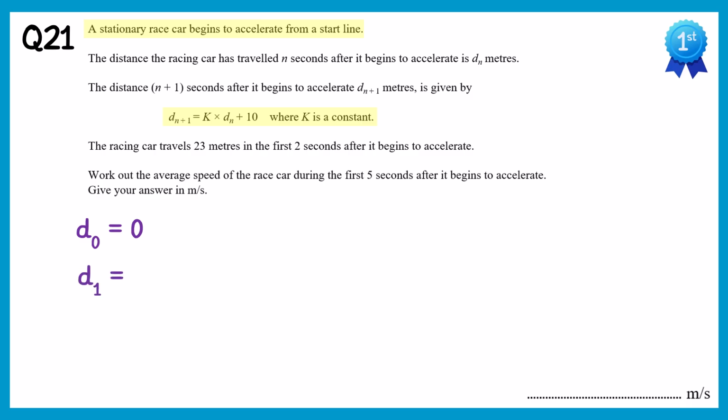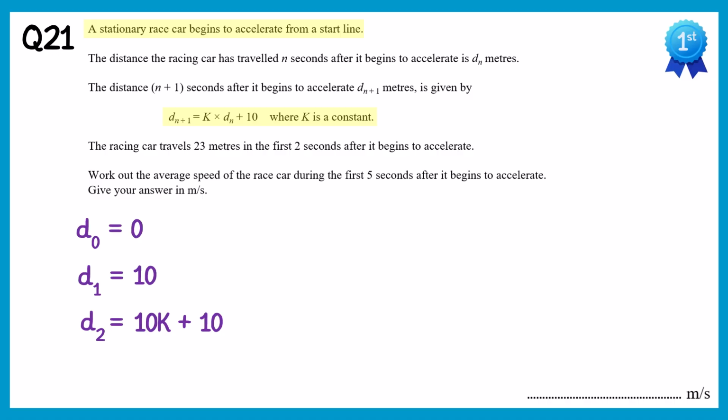We can then use the formula to work out the next values. So d1 will be k, which is some constant, multiplied by the previous distance value, which is d0, and then plus 10. Now we know that d0 was equal to 0, so we've got k times 0 plus 10, but k times 0 is just 0, so this is just 10. Then we can work out d2 by doing k multiplied by the previous distance, which was d1, and then plus 10. But we said that d1 was 10, so we've got k times 10 plus 10, or 10k plus 10.